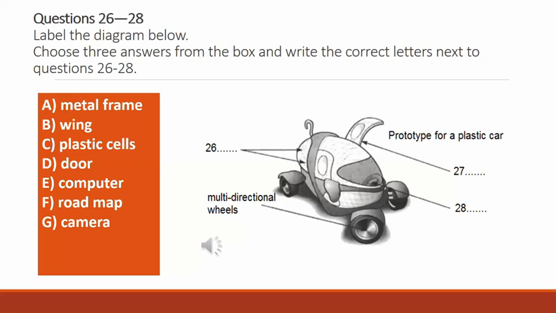And finally in 28, it's pointing to something inside the car, and that really could be a computer, it could be a road map, it could be a camera. It's definitely not going to be a door, it's definitely not going to be a wing, it's not going to be a metal frame, neither is it going to be plastic cells. So really we're looking at options E to G for number 28.